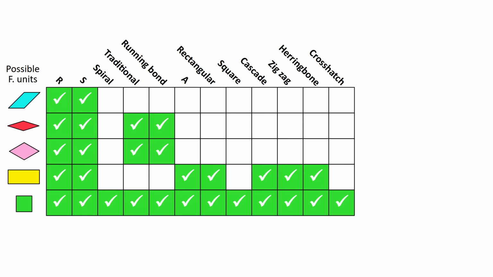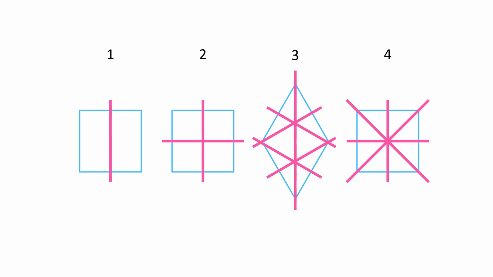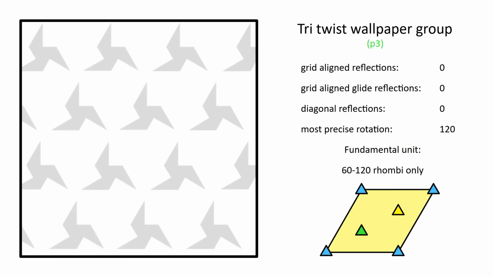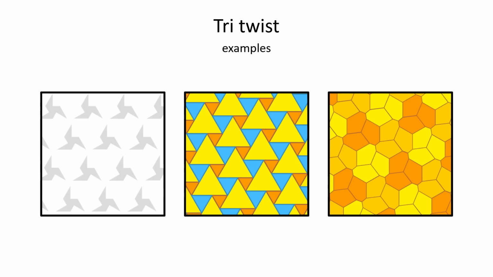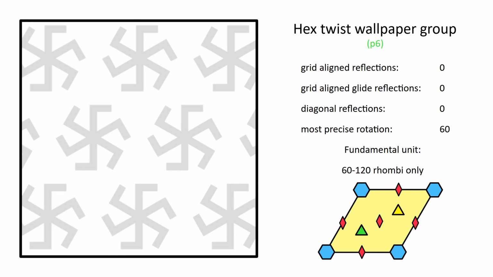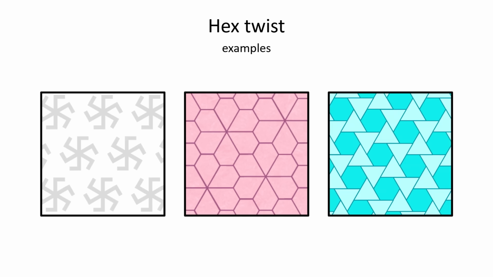The last 5 wallpaper groups are unique because they don't work with squares. Instead, the fundamental unit has to be a 60 and 120 degree rhombus. This allows more rotation options, plus the ability to have 3 reflections, not just 1, 2, or 4. First among these, the tri-twist wallpaper group has no reflections or glide reflections, only 120-degree rotation. A great example of it is hexagonal tiling type 3. The hex twist wallpaper group is similar, but some of the rotations are upgraded to 60 degrees, with 180s in between. Examples include the floret pentagonal tiling.